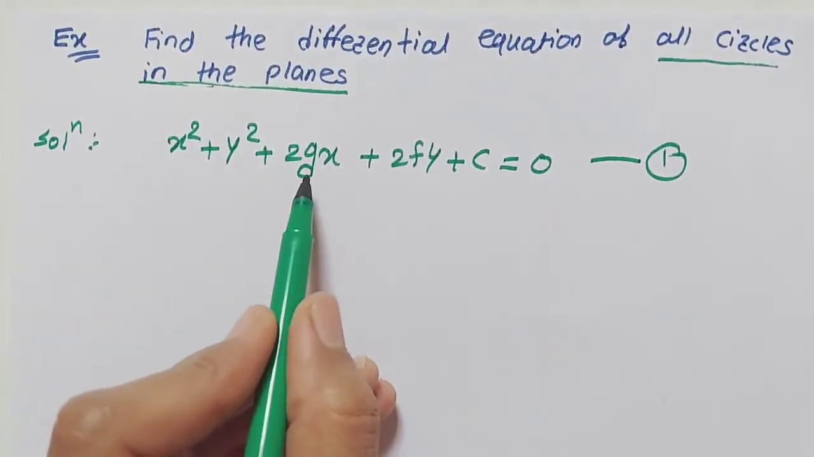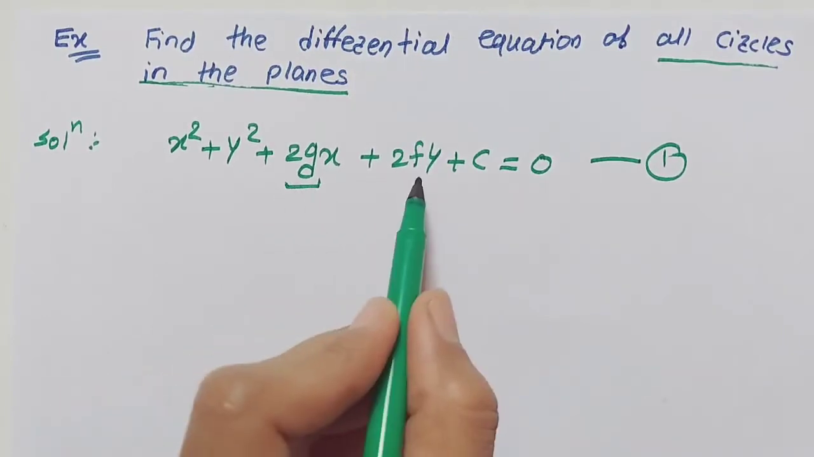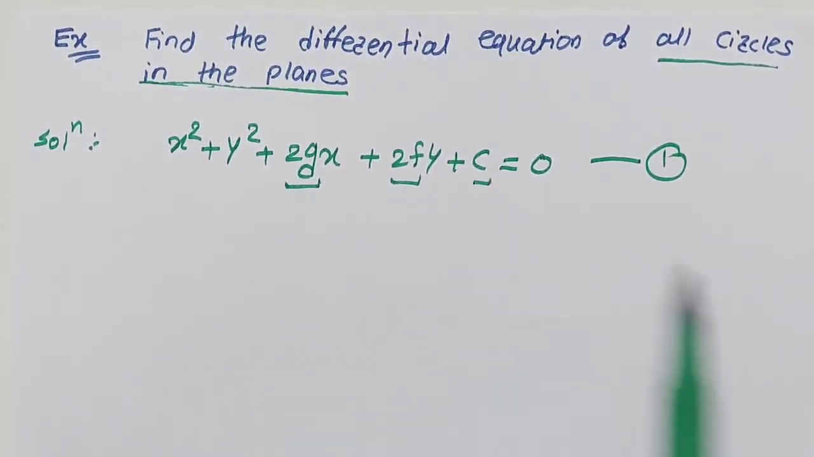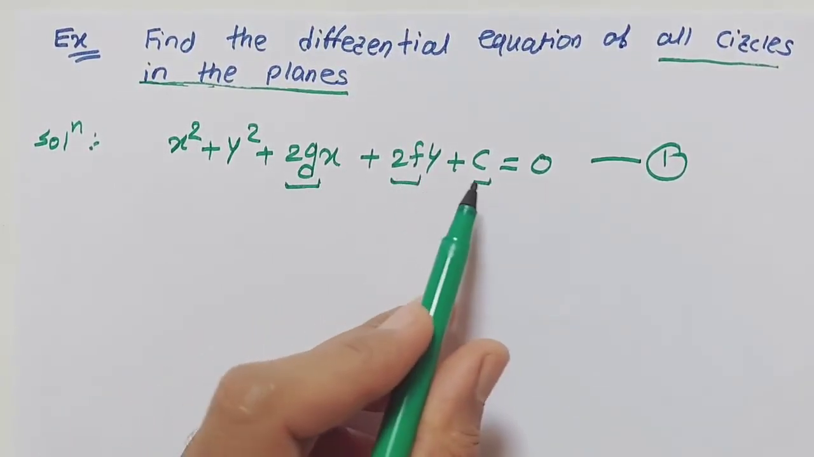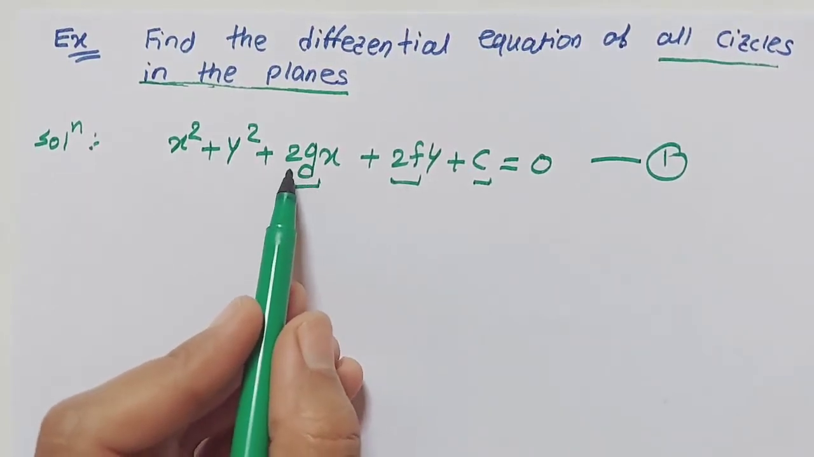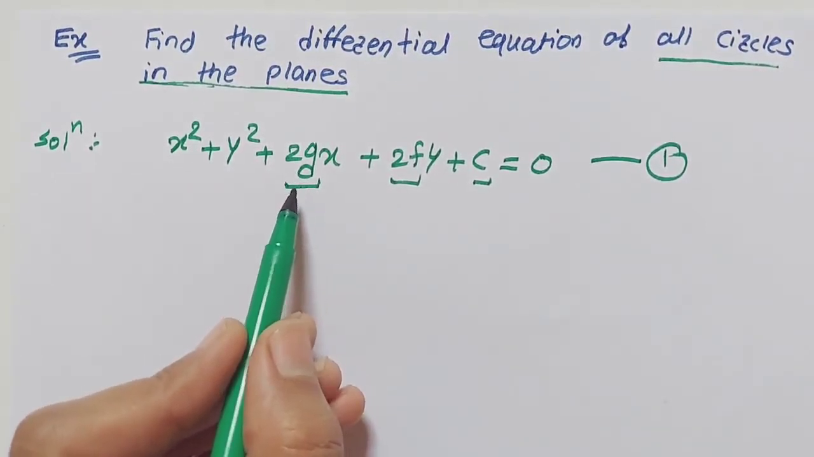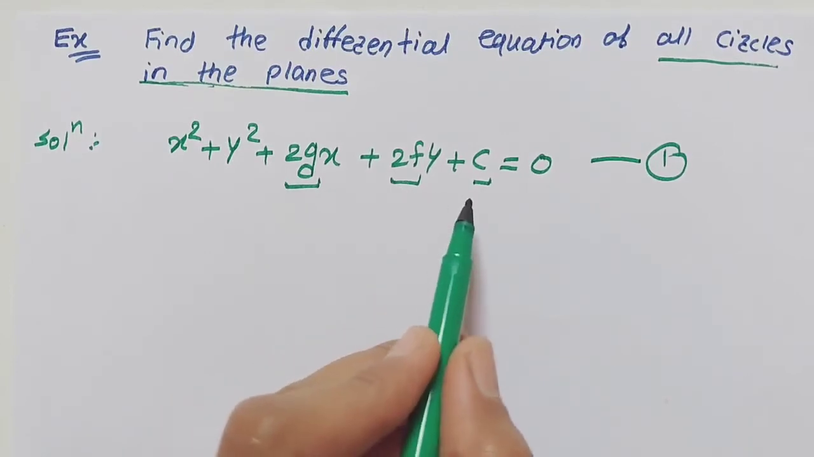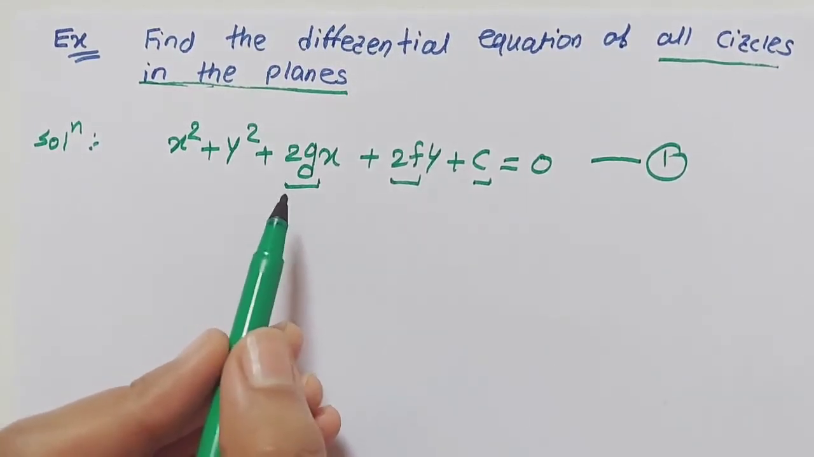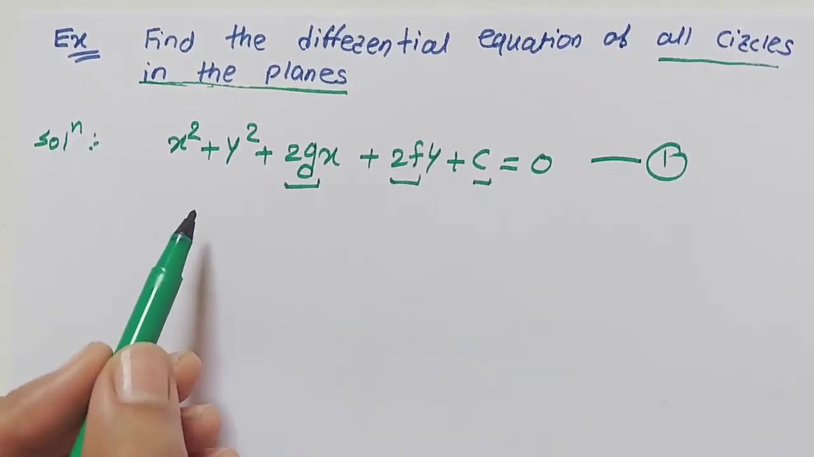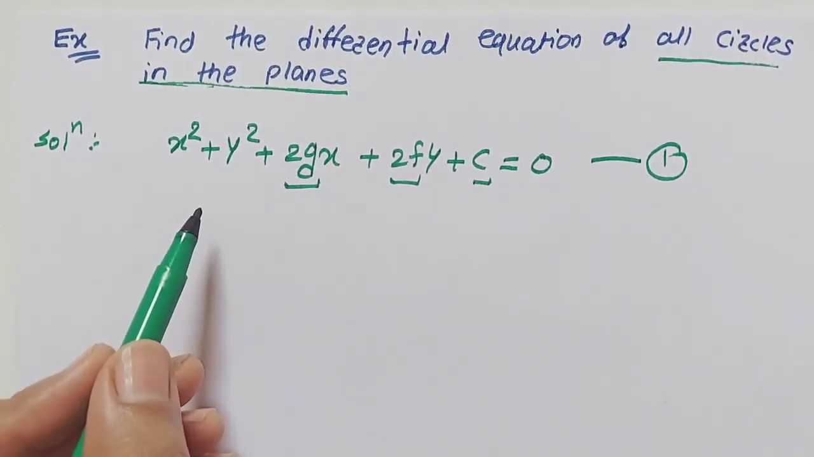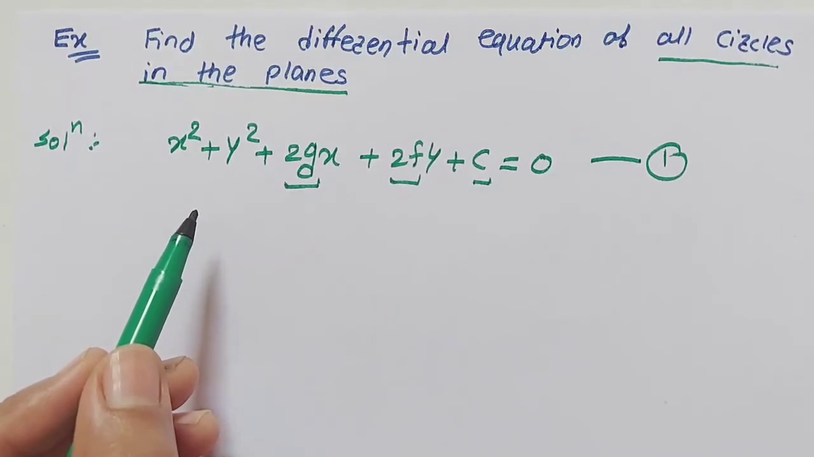Now see here, this equation contains 3 arbitrary constants: g, f and c. So 2g is again a constant, so we have to eliminate these constants from these equations, and it contains 3 arbitrary constants, so we have to differentiate this equation 3 times, just like in the first method.